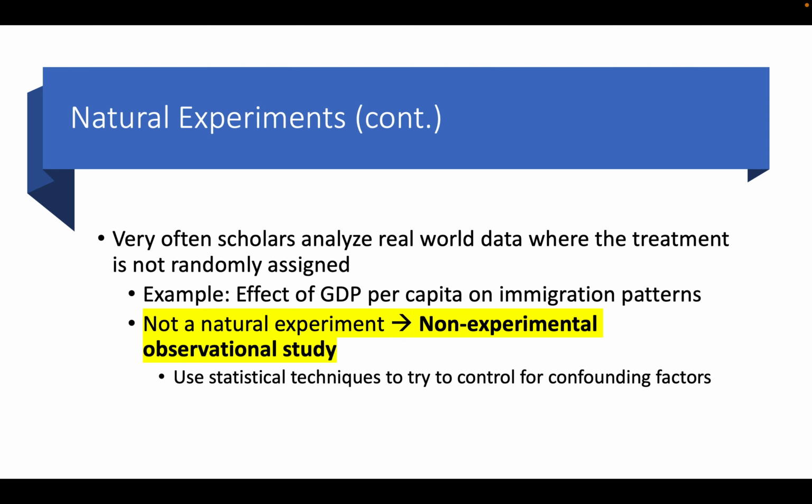Instead, we have what is called a non-experimental observational study, where we observe how GDP per capita has an effect on immigration patterns. Now, in this instance, we need to use statistical techniques to try to control for confounding factors. And that's the subject for a POLS 301 course, where we look pretty closely at those different statistical techniques to try to find valid inference in terms of figuring out the effect of our independent variable on our dependent variable.